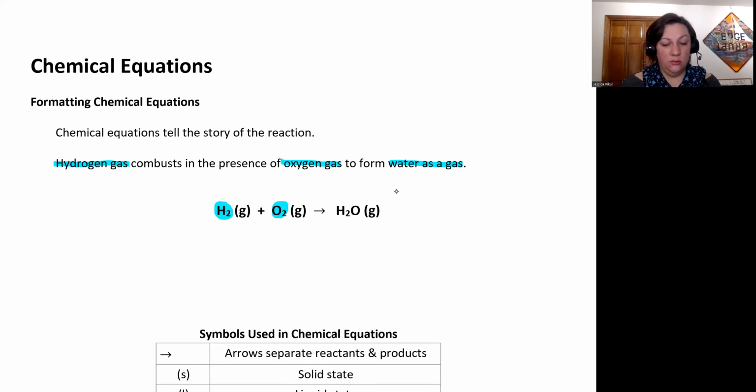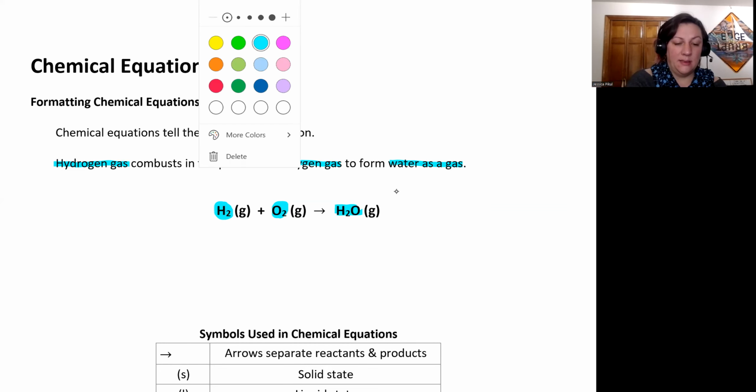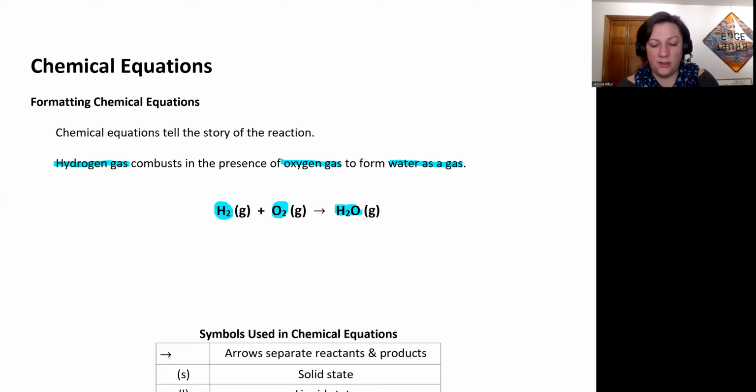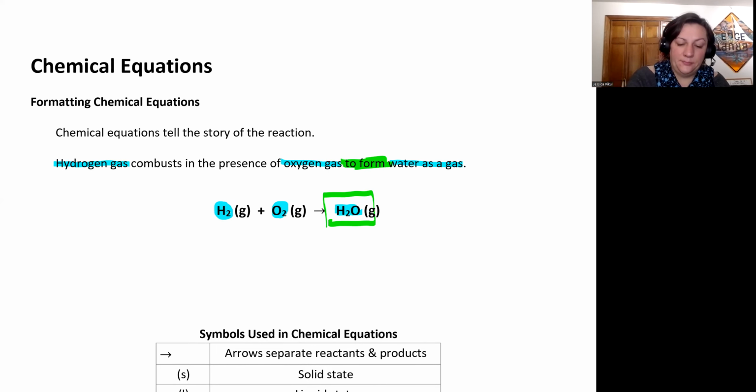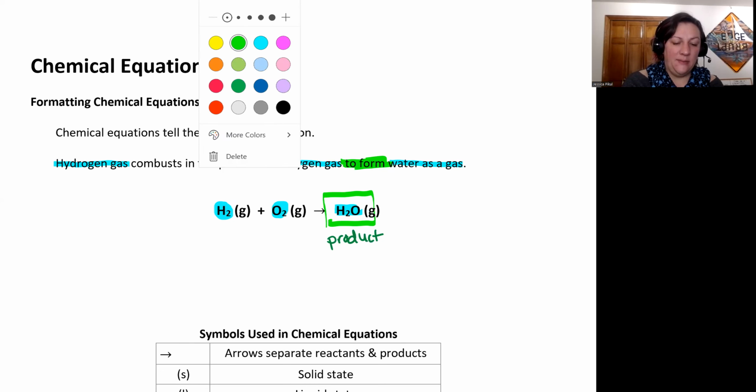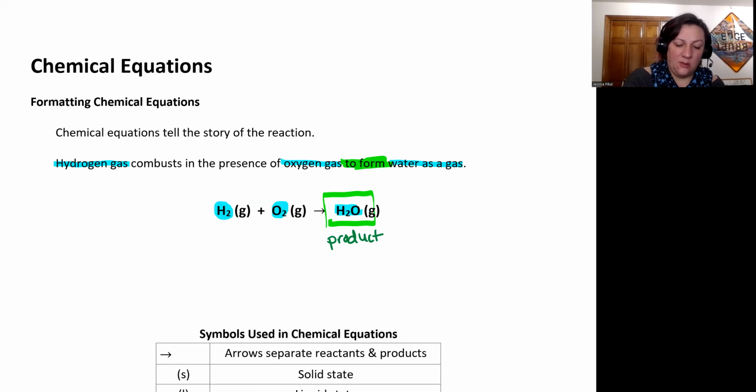And then these two combust and form water. So I'm writing water, H2O, as its chemical formula instead of writing out the word water. But another phrase that's important here for the context of this is the "to form." And so the water in the sentence is being formed from the hydrogen and oxygen. That makes my water the product. Because the hydrogen and the oxygen are doing the action, they become the reactants.